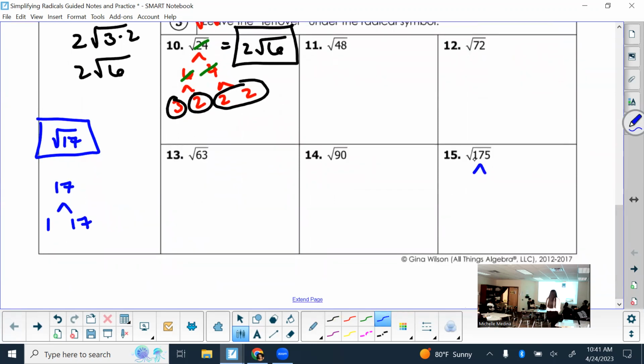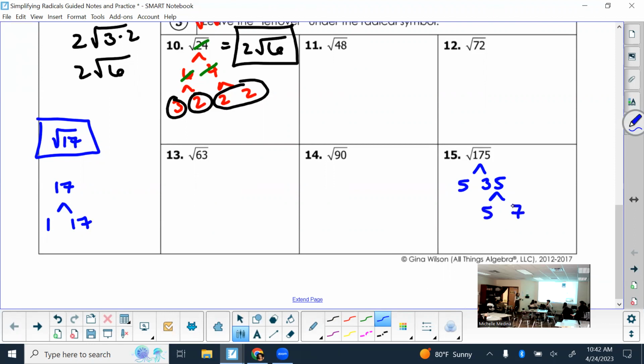So 15, two numbers that multiply to 175. 5 and 35. Okay, let me just double check that. I do know since it ends in a 5 that it's divisible by 5. So yeah, 5 and 35 work. Could also do like 25 times 7. That works. But yeah, 5 and 35, 5 is prime. So that one's good. Don't break that further. It's 35 prime. What does 35 break into?